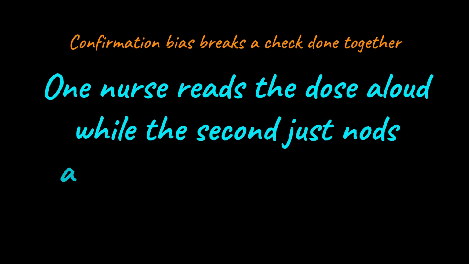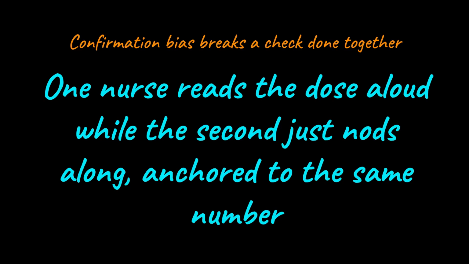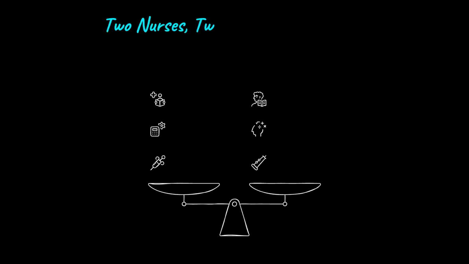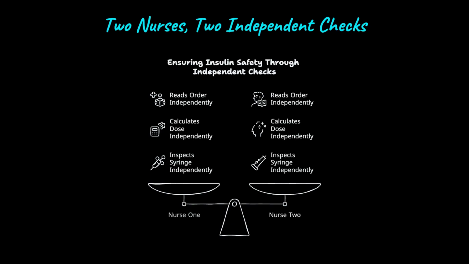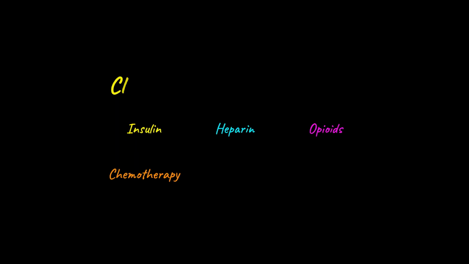Studies show that when 2 people check together, socially, the second person often just sees what the first person points out. That confirmation bias is exactly why a shared or synchronous check fails to catch real errors. Mechanically, the first nurse prepares the dose alone, and the second nurse independently reads, calculates, and inspects the product without seeing the first nurse's work. Only when their results match does the medication proceed, and any discrepancy triggers a pause and a fresh look.